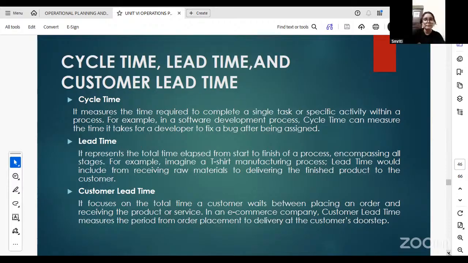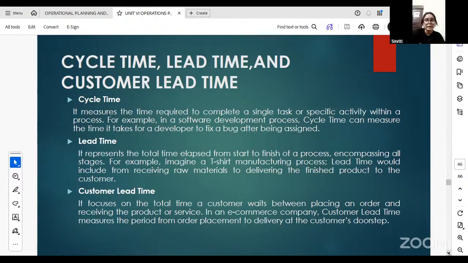Cycle time, lead time, and customer lead time. Cycle time measures the time required to complete a single task. Lead time represents the total time elapsed from start to finish of a process. Yes, read it.